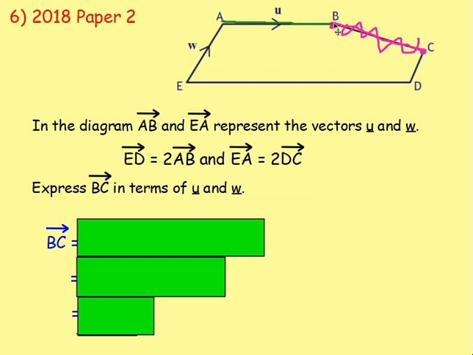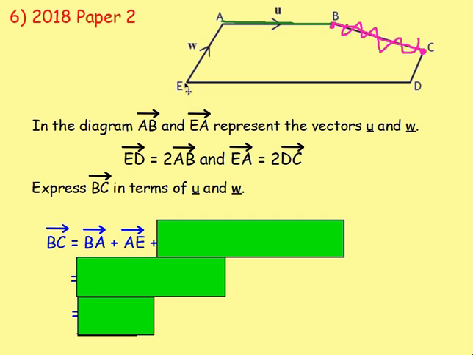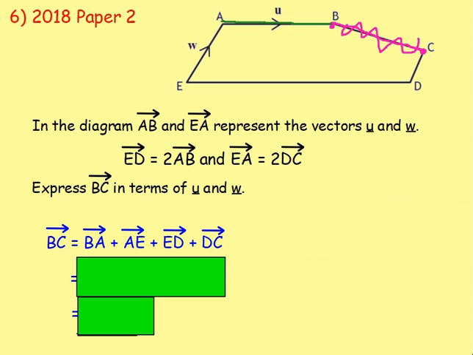So if we do that, we would have to first of all go from B to A. So we'd have vector BA. Then after we're at A, we would have to go from A down to E. So we're adding on AE. Then after that, we're at E, so we want to go along to D, so we'd have to add on ED. Hi, Ed. And then after that, we would go from D to C. So we're adding on DC.